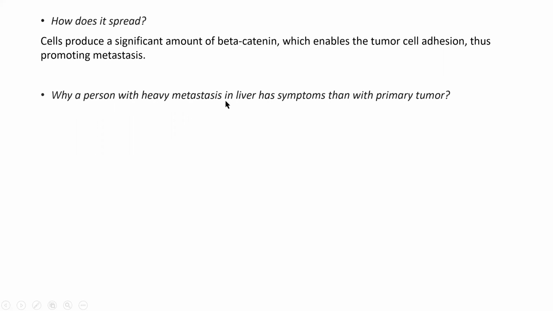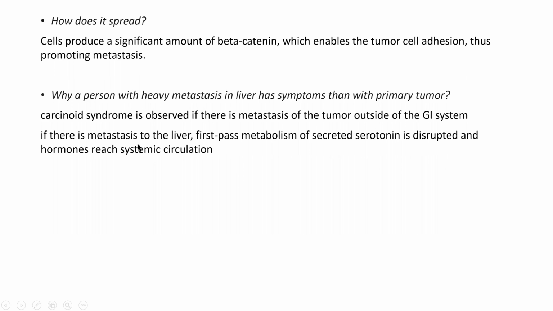Why does a person with heavy metastasis in the liver have symptoms while one with only the primary tumor does not? It is an easy question. Because most of the blood from the GI tract must pass through the liver before it reaches the systemic circulation, and the liver has strong enzymes that can break down the excess serotonin and other products released by the tumor. So when the liver is metastasized and cannot function normally, the excess products from the primary tumor reach the systemic circulation easily, and the patient gets the symptoms of carcinoid syndrome.